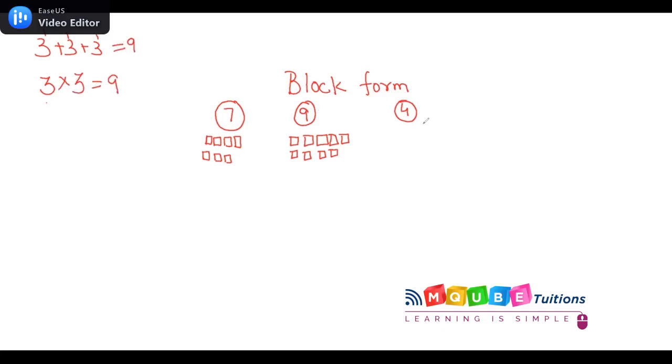Okay. So how can I write 4? How many blocks are required? 4. Very good. Now if I ask you how many blocks will come for 0? For 0, none. Exactly. Very good. So when I write a number like 7, 9, 4, what are they?